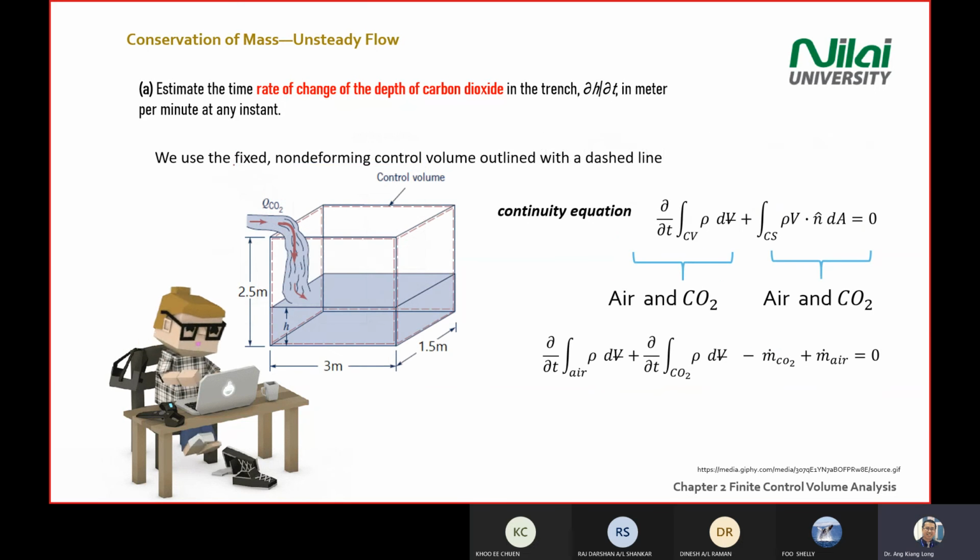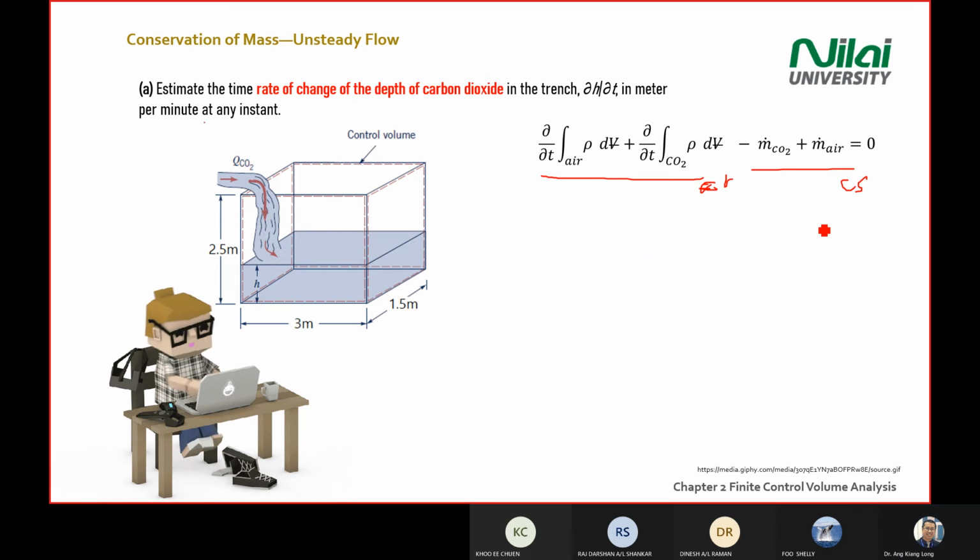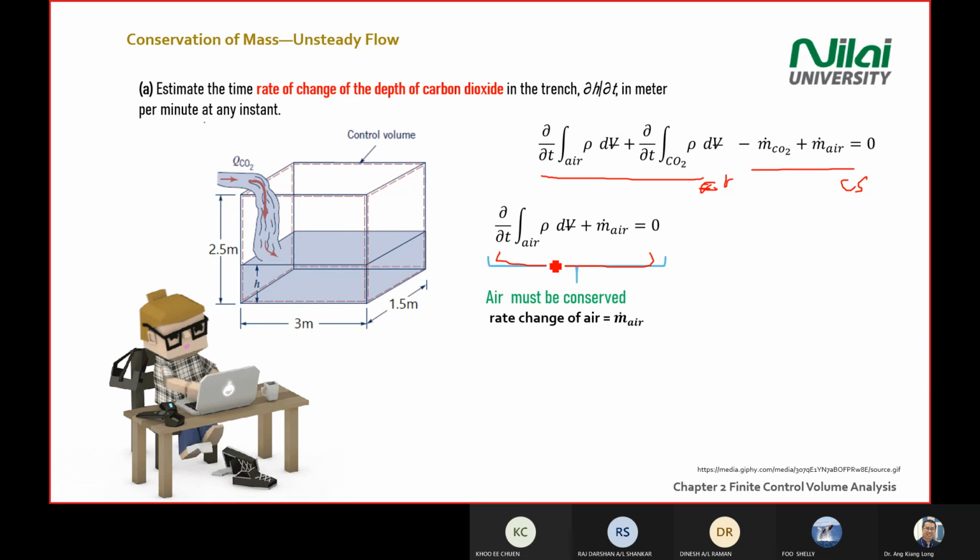Okay, we pull the equation that we derived just now to the screen. This one is the control volume, CV, and this one is the control surface, CS. For the first pair, you focus on air, because air must conserve, because air doesn't change in the system. All right, air must conserve.